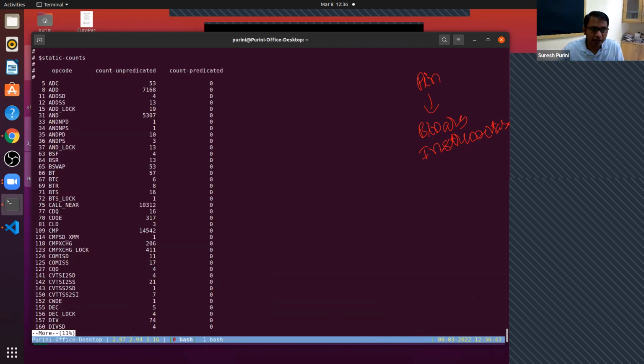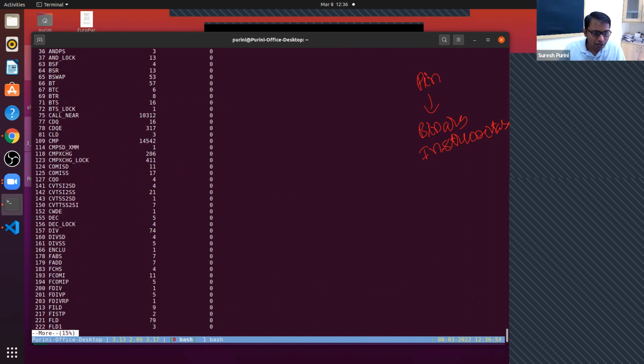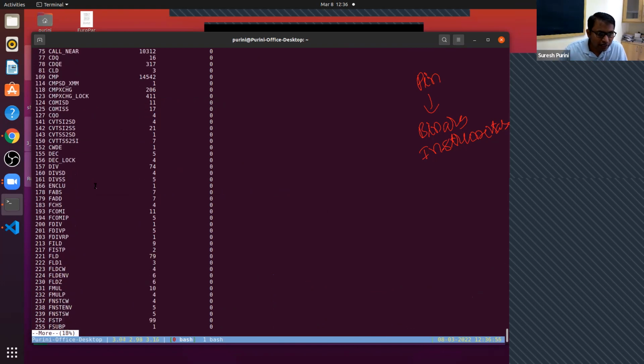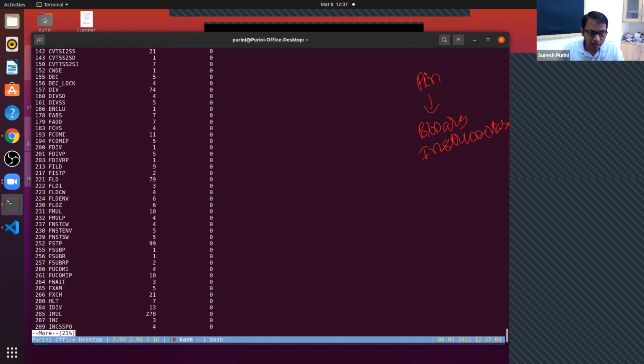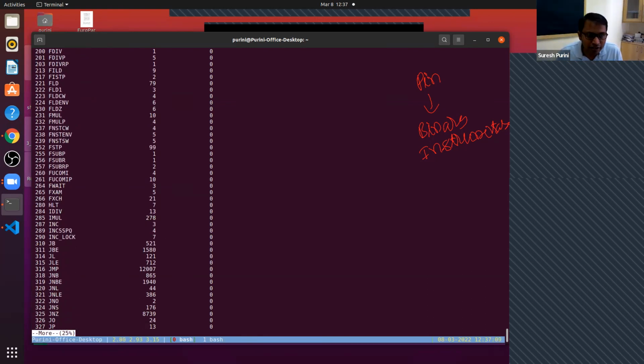You can see the add instruction is executed 7,000 times, and the AND instruction is executed 5,000 times. Call instruction, compare instruction, this is the distribution of different instructions, and there is one fadd instruction. When we run this ls program, it's not floating point intense, so all the floating point instructions are executed with frequency less than 100. Does it make sense? Are you with me here?